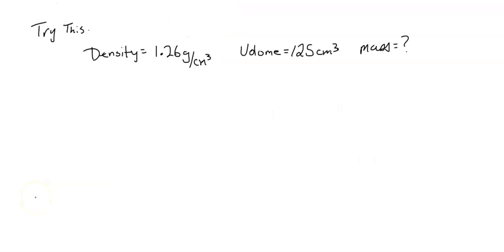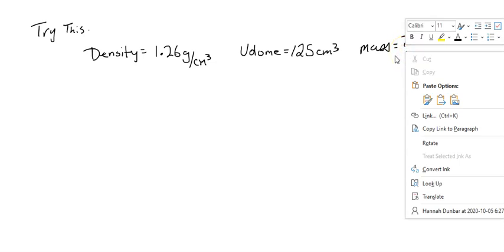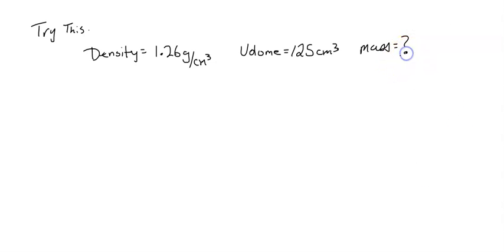Okay, I would like you to try this question. The density is 1.26 grams per centimeter cubed. The volume is 125 centimeters cubed, and we're looking for the mass. Okay, what you should do here is pause the video, give it a try, and then check your answer. Okay, so pause the video. Pause it now.